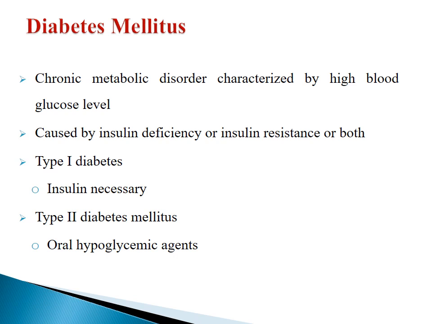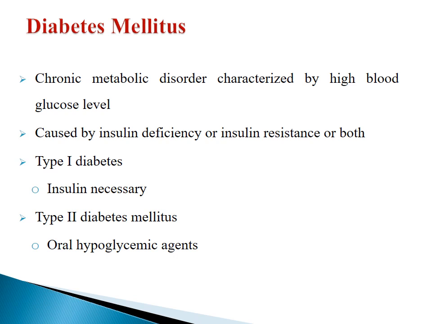Diabetes mellitus is categorized in two types depending on presence or absence of insulin. Type 1 diabetes, also called insulin-dependent diabetes mellitus, is characterized by complete destruction of pancreatic beta cells. So there is no circulating insulin in those patients and therefore insulin is necessary for treatment of type 1 diabetes mellitus.